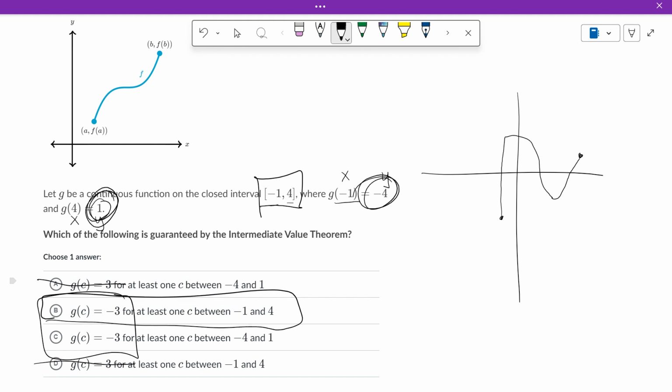So the only answer is B. That's the intermediate value theorem. There has to be something in between. If it's a continuous function, there has to be something in between those values.